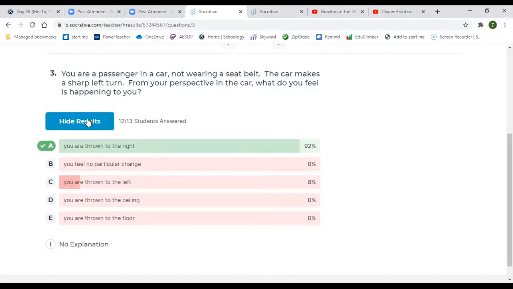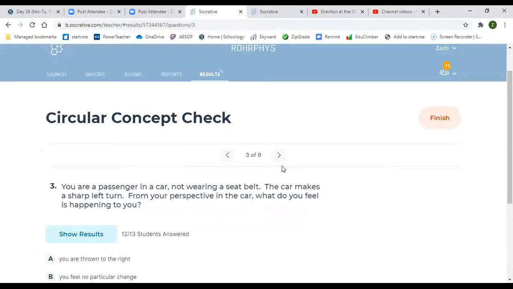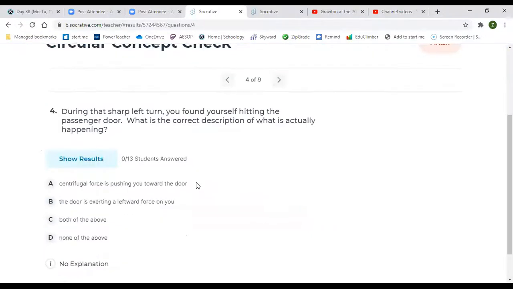Good. So we pretty much agree, right? You feel like you're going towards the outside of the turn. So if you're turning left, you feel like you're being thrown to the right. Now, my next question is, which of these correctly explains why that's the case?